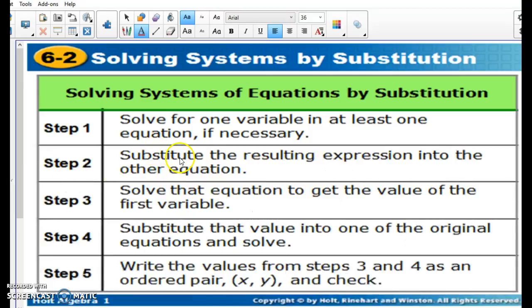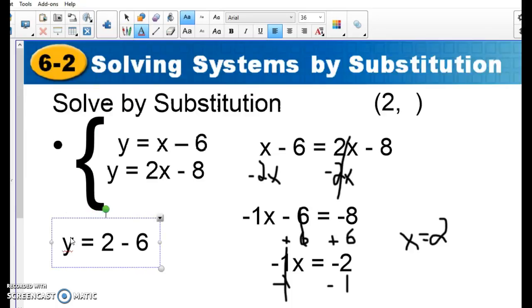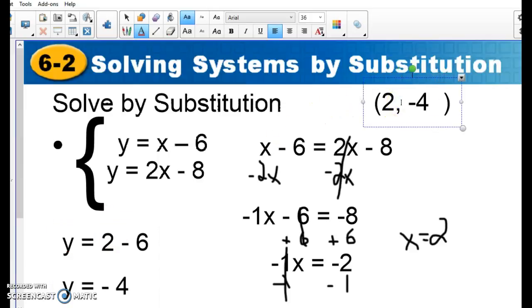I still need to find out what y is going to be. Now I need to substitute what I just found into my original equation. It does not matter which one. I think this top one looks simpler. So let's figure out what y is now that I know x is 2. Instead of x minus 6, I'm going to put in 2 minus 6. So y equals 2 minus 6, which is negative 4. So y equals negative 4, and my two answers are (2, negative 4).